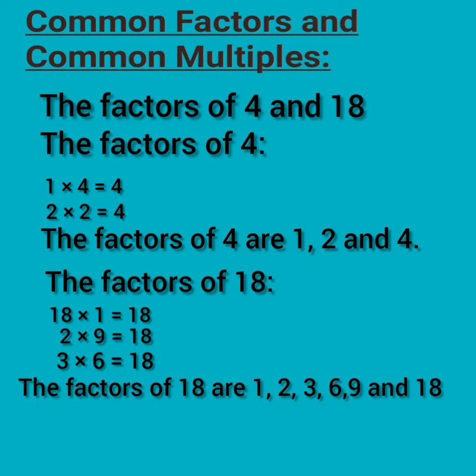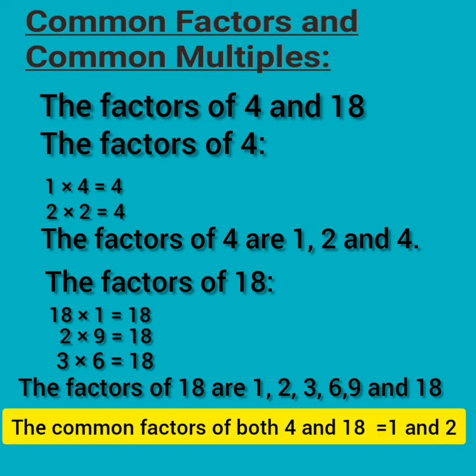Then what is the common factor? How do we find out the common factors? Dear children, when we find the factors of 2 or more numbers and then find some factors are the same, means common, then they are the common factors. Then children, which is the common factor? Tell me. Yes, the numbers 1 and 2 are the common factors of both 4 and 18.